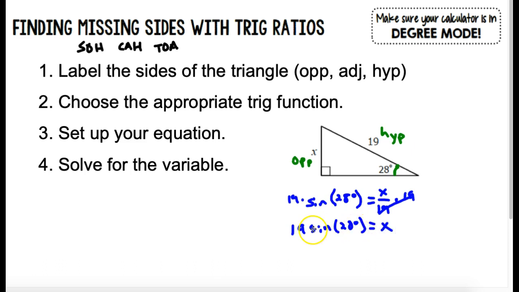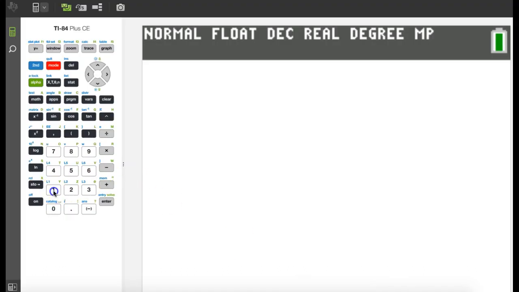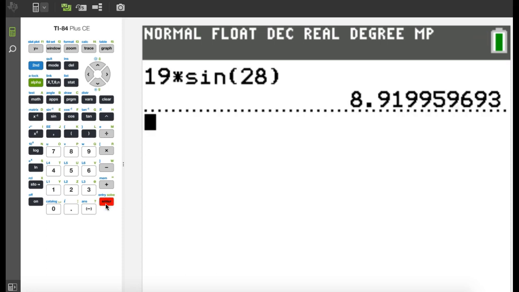And this we can put into the calculator. This is why it was important to make sure that our calculator was in degree mode, because we're using degrees here. So if I go to the calculator, I can type that in, 19 times, and on the calculator, there are special buttons for sine, cosine, and tangent. That's how important these trig functions are. I'm just going to use my button for sine, and since I already put my calculator in degree mode, I can just say 19 times the sine of 28, like that, and hit enter.